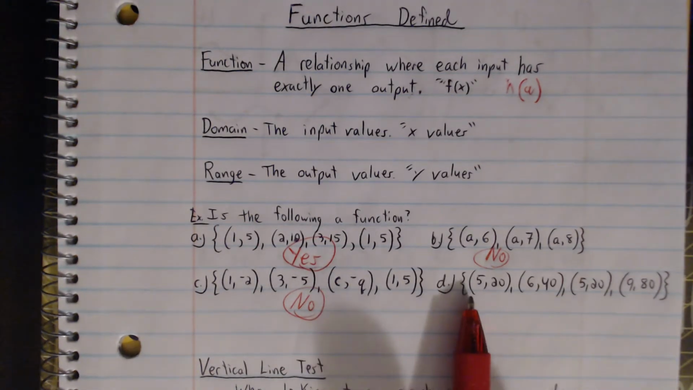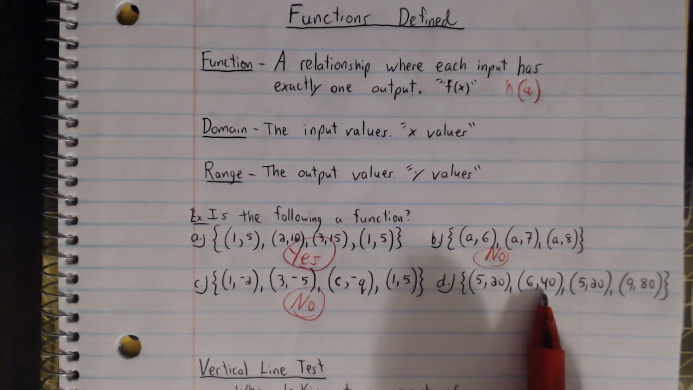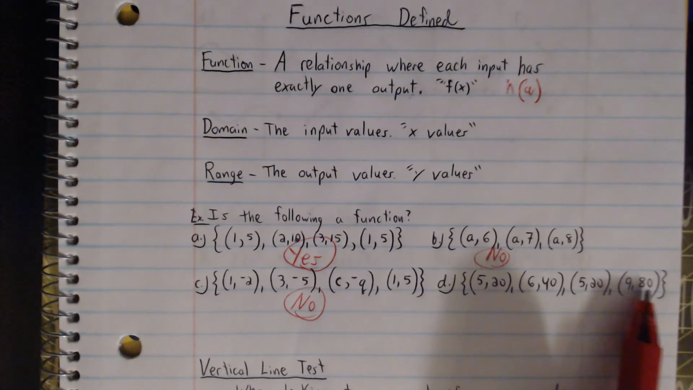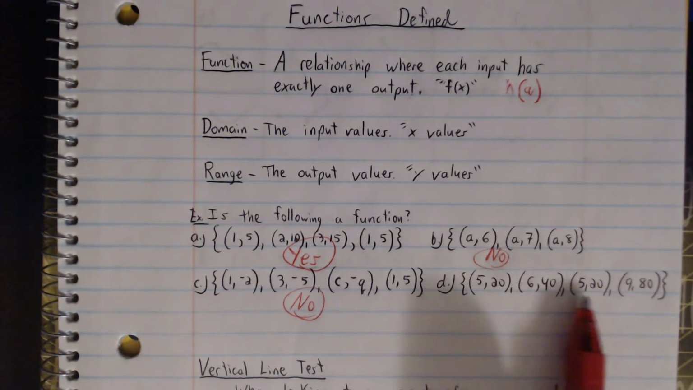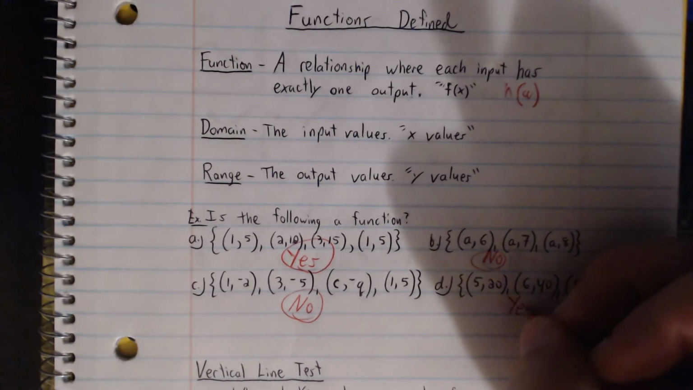Let's check out problem D. I plugged in 5, I got 20. Plug in 6, I get 40. Plug in 5 again, I get 20. Plug in 9, I'm getting 80. Well, that 5 shows up twice, but both times I'm getting 20. So far, this one happens to be a function.